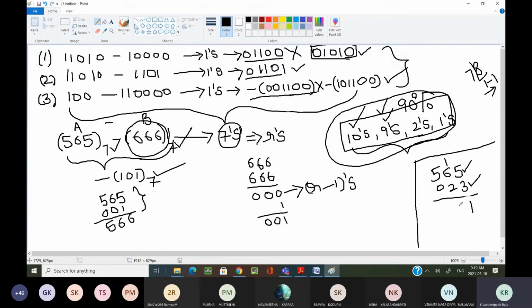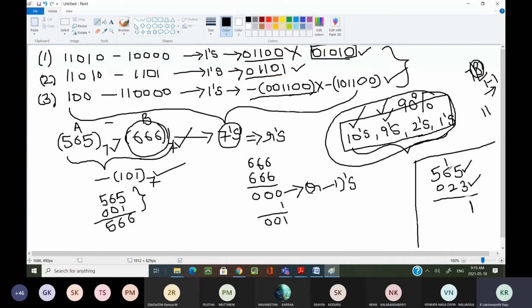Am I clear what I'm saying? Everyone, are you following? Actually 5 plus 3 is 8. We don't have 8 in our base 7 number system. Then what I am doing, I am converting this 8 into base 7 number system. If I convert this 8 into base 7 number system, that will become 11. I am writing 1 here, and the 1 carry I am forwarding to the next bit.